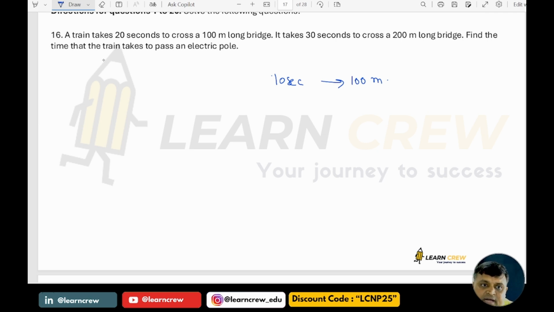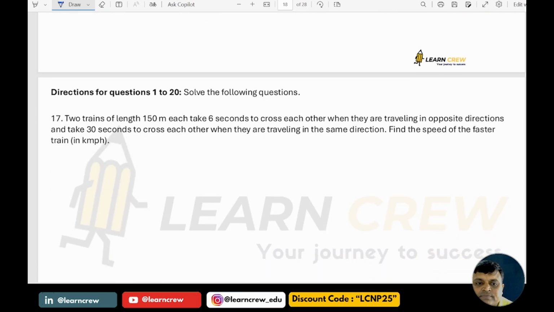Then find the time taken by the train to pass the electric pole. To pass the electric pole, it has to cover its own length, that is 10 seconds. That is how much? 10 seconds is the answer. Now next.